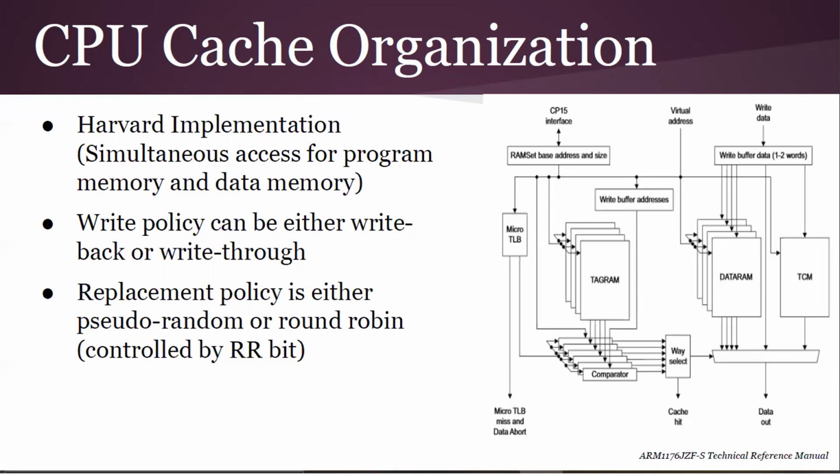Now here, as you can see, there are two types of memories which have been used. This is called Harvard architecture or Harvard implementation: a separate memory for program or instructions and a separate memory for data. As memory is separate, the bus should also be separate. There is a separate set of buses for instructions or programs, and a separate set of buses for data memory.